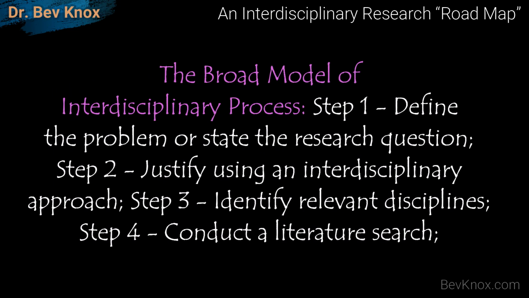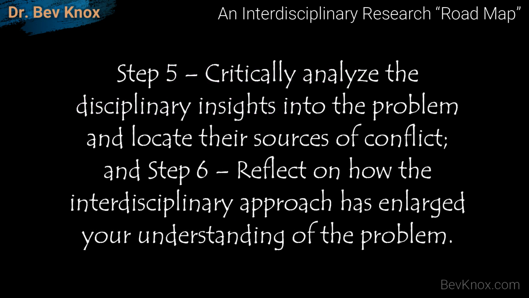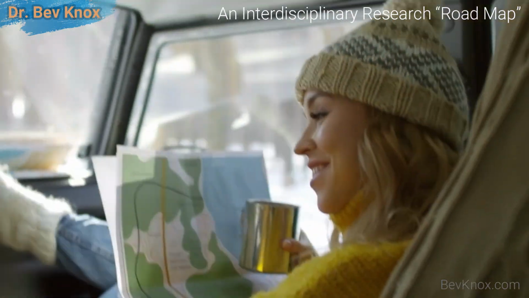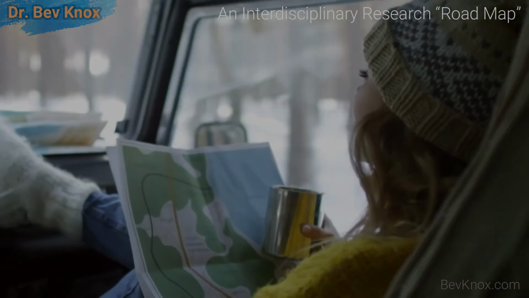Now, don't forget, the broad model of interdisciplinary processes has 6 steps. The first being define the problem or state the research question. Step number 2, justify using an interdisciplinary approach. Step number 3, identify relevant disciplines. Step number 4, conduct a literature search. Step number 5, critically analyze the disciplinary insights into the problem and locate their sources of conflict. And step number 6, reflect on how the interdisciplinary approach has enlarged your understanding of the problem. In my next lecture, we will review Step 3 and Step 4, identify relevant disciplines and conduct a literature search.